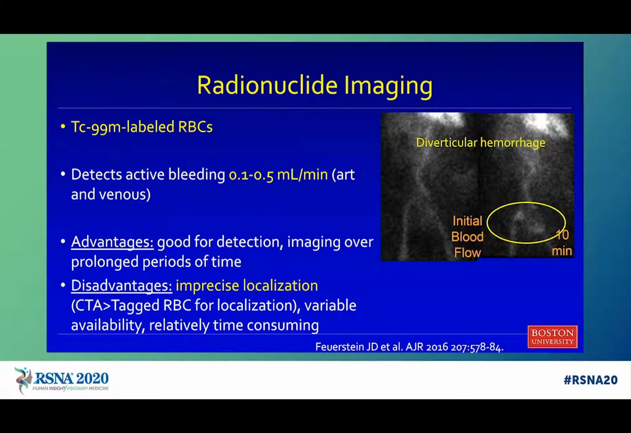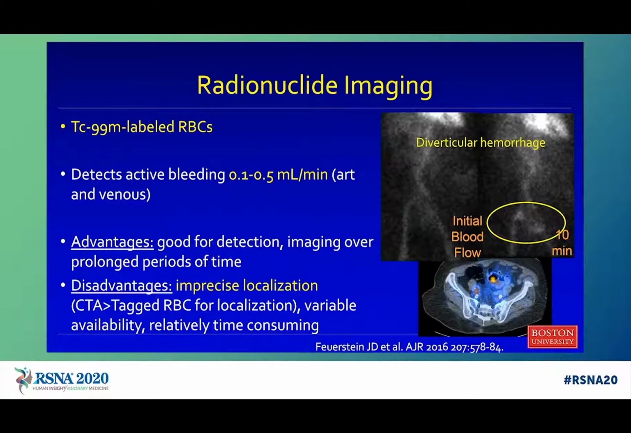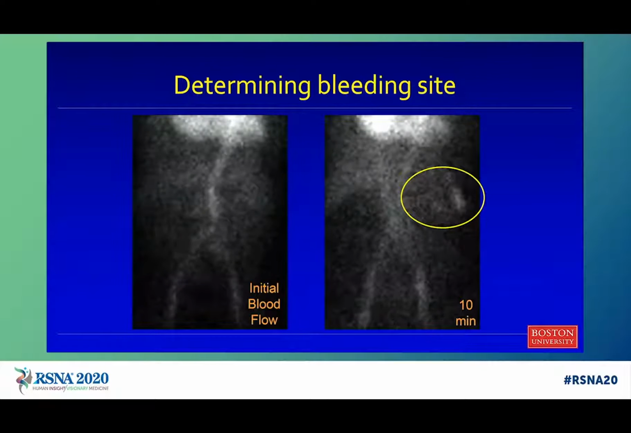Here in this patient with diverticular hemorrhage, we have the initial blood flow image. At 10 minutes, you can see the accumulation of radiotracer over the pelvis. It is unclear where this bleeding is occurring. It requires SPECT CT fusion to know that this is indeed within the colon and is due to colonic diverticulosis.